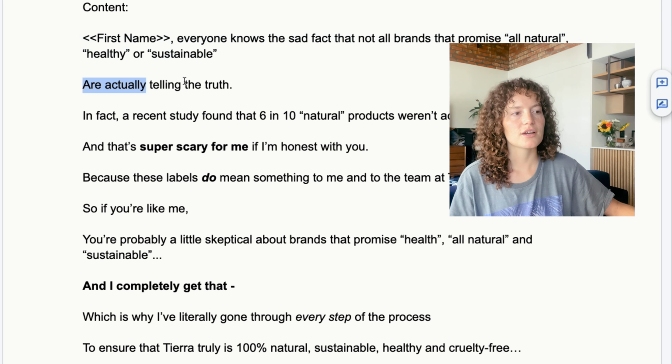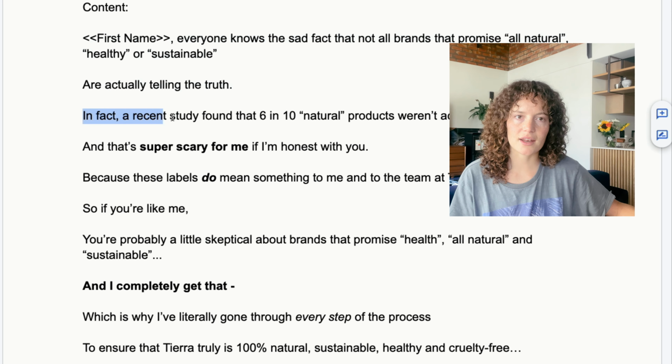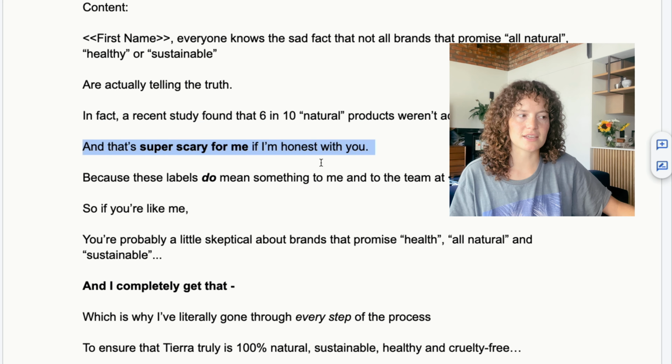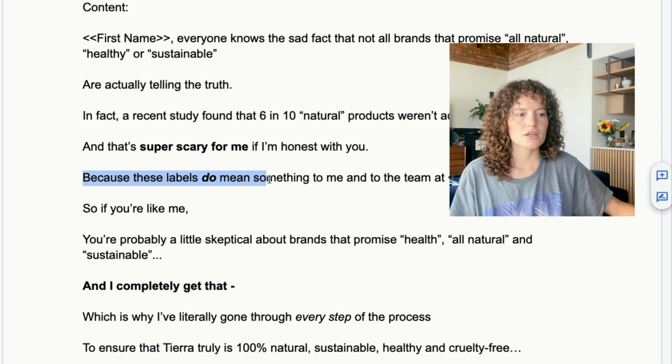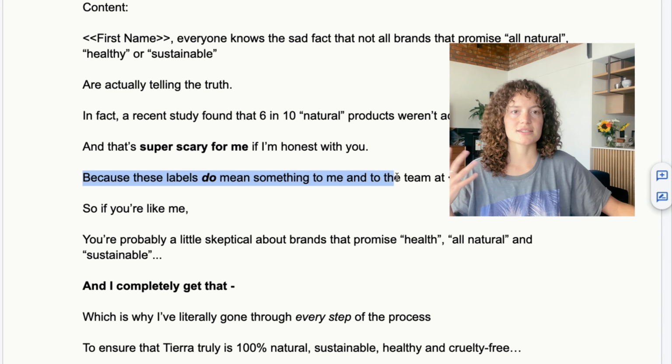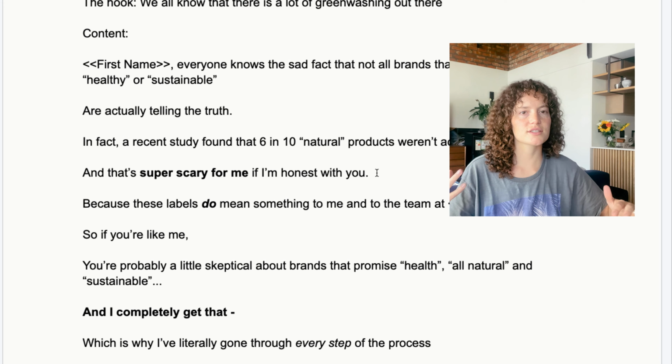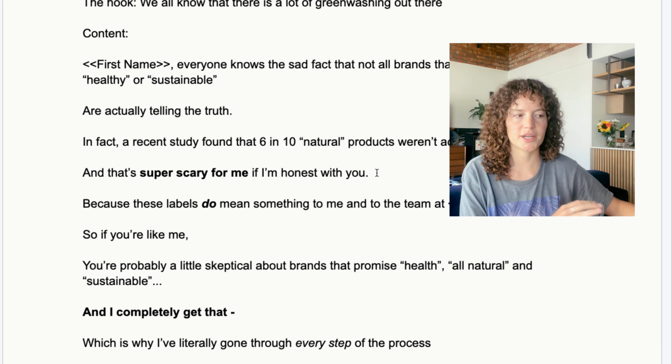In fact, a recent study found that 6 in 10 natural products weren't actually natural. And that's super scary for me, if I'm honest with you, because these labels do mean something to me and the team at Brand Name. So what we're doing here is, like I said, we're resonating with them, and then we're starting to position us as different to the rest of the beauty industry.